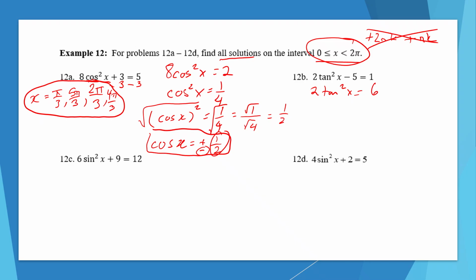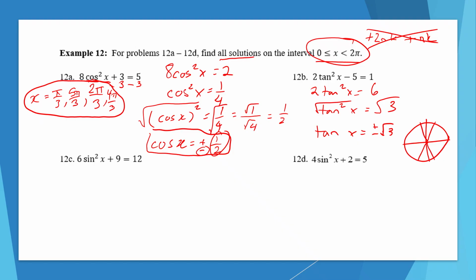Equals 6. And then here I'm going to divide both sides by 2 to get tangent squared x equals 3. Now I'm going to take the square root of both sides. Taking the square root of this, we are just going to get tangent x equals plus or minus root 3. Once we have that, tangent is going to be equal to plus or minus root 3 at a 60-degree reference angle. So here, it doesn't matter if it's plus or minus, so we're going to take every 60-degree reference angle and include that from 0 to 2 pi.